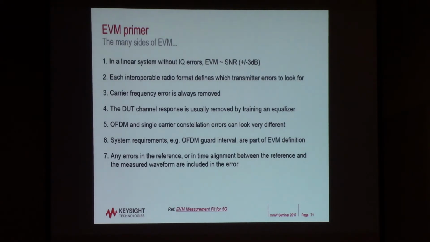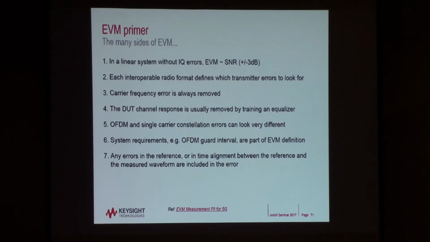Let me skip that. So we could say in a system, particularly when we get to these wider bandwidth systems, the EVM is usually dominated by the noise. And so the EVM is basically equivalent to the SNR available in the system, plus or minus 3 dB. Each radio format defines how the EVM should be calculated, so there are some different things to consider when we talk about a radio format.